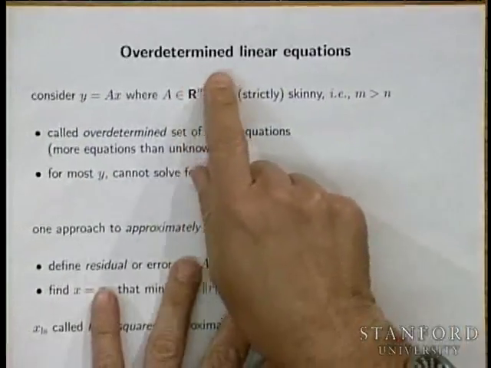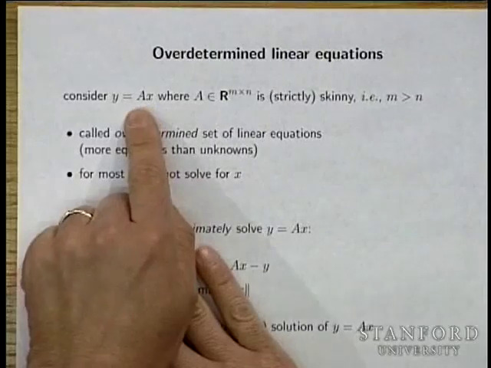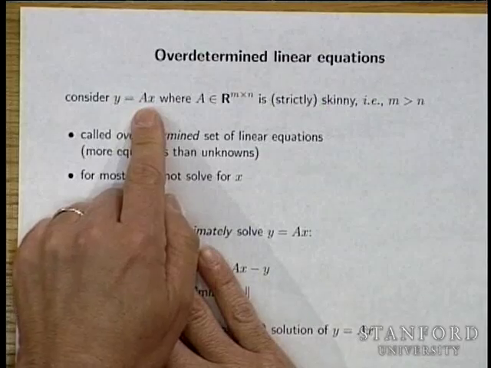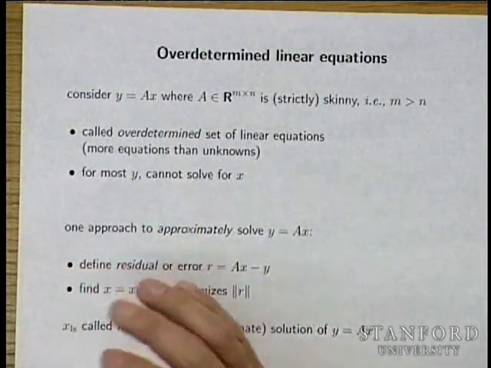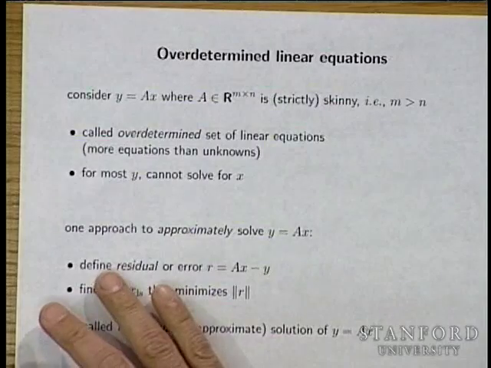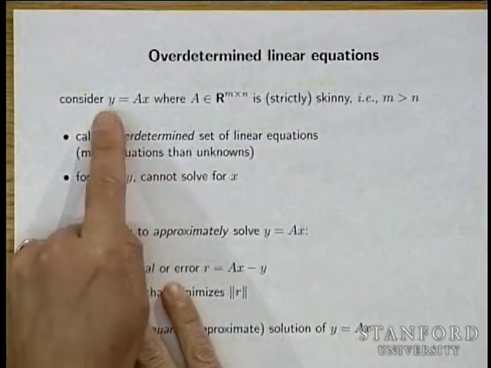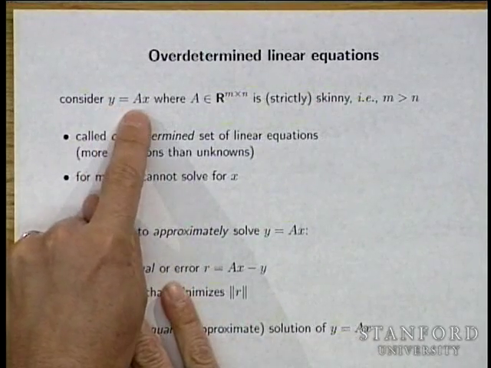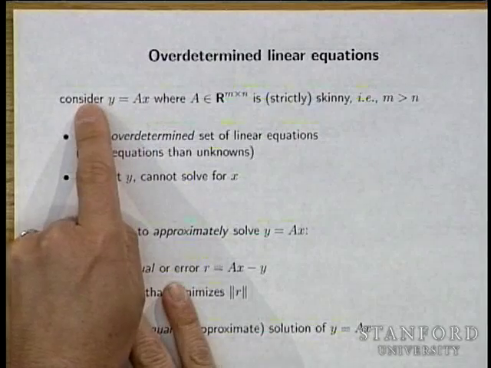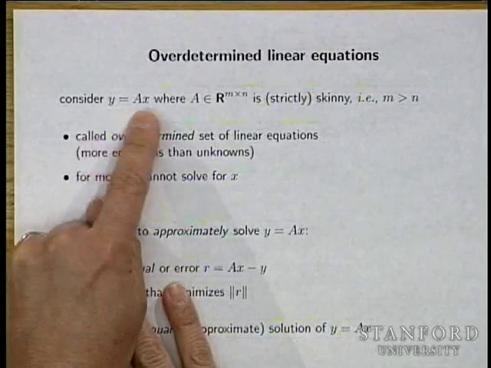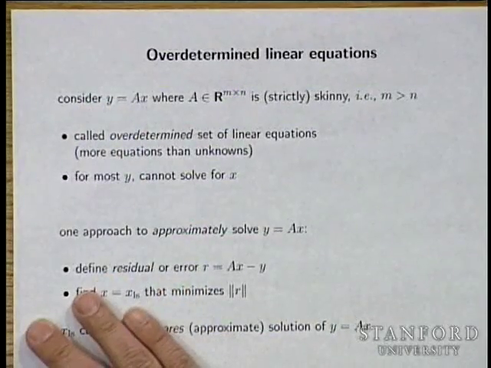And it concerns overdetermined linear equations. So we have a set of overdetermined linear equations. Here we have y equals Ax, where A is, we'll make it strictly skinny. It's overdetermined because you have more equations than unknowns. And of course, for most y, unless y is in the range of A, which if you pick y randomly in R^m is an event of probability 0, you can't solve y equals Ax.